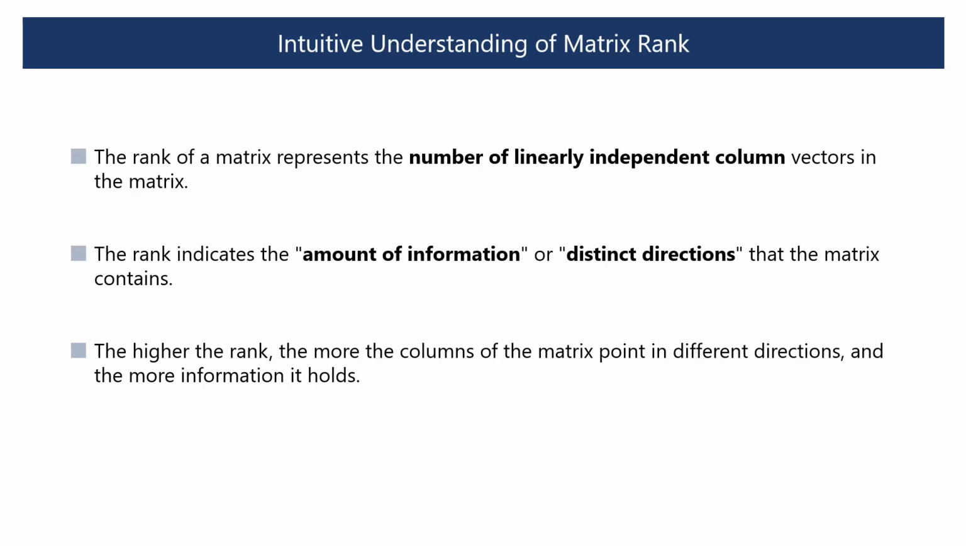We already know the concept of matrix rank, but let's confirm our intuitive understanding. The rank of a matrix represents the number of linearly independent column vectors in the matrix. Intuitively, the rank indicates the amount of information, or distinct directions, that the matrix contains. The higher the rank, the more the columns of the matrix point in different directions, and the more information it holds.